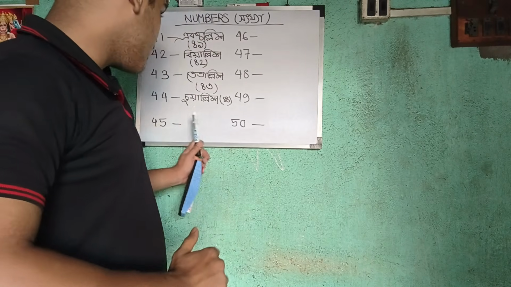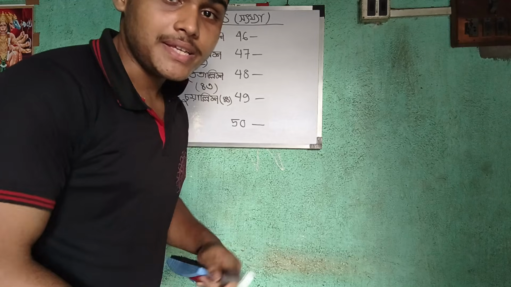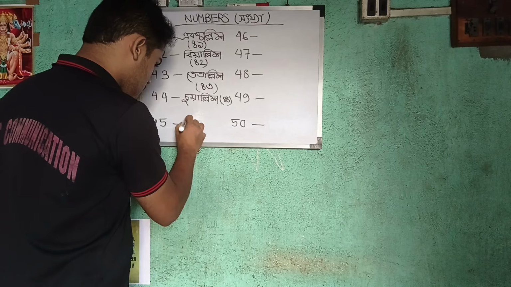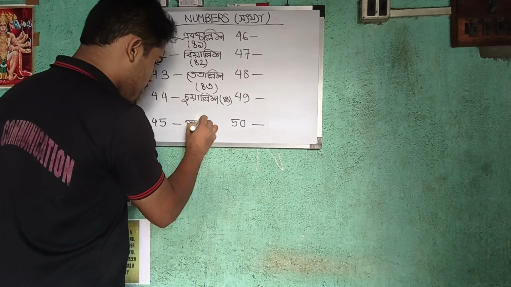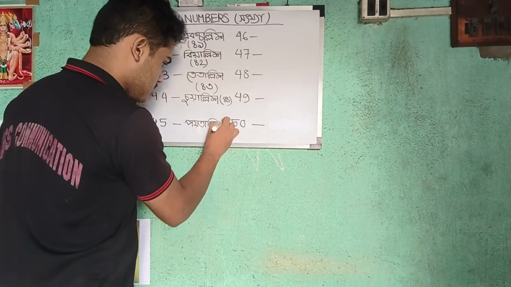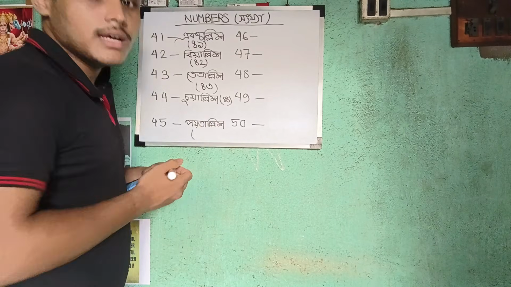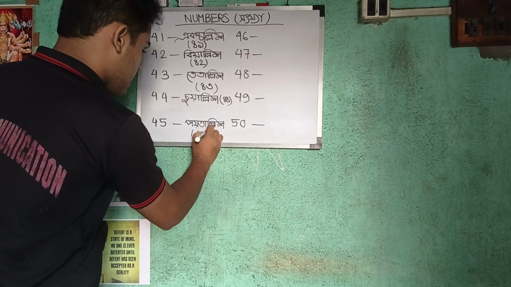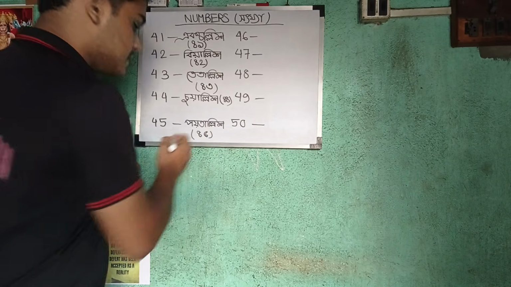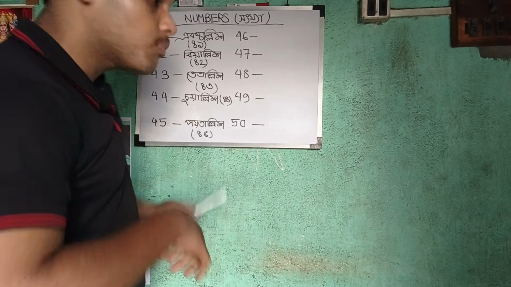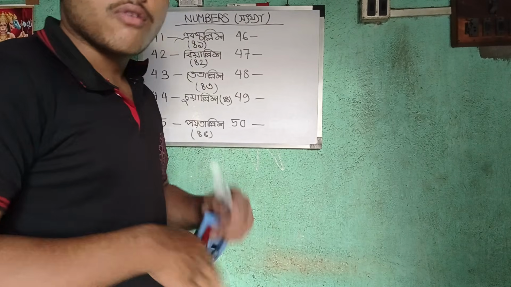After chuallish we have 45 means pôytallish. So how can we write it as 45, 4 and then 5. This is pôytallish means 45. Okay. So pôytallish means 45.